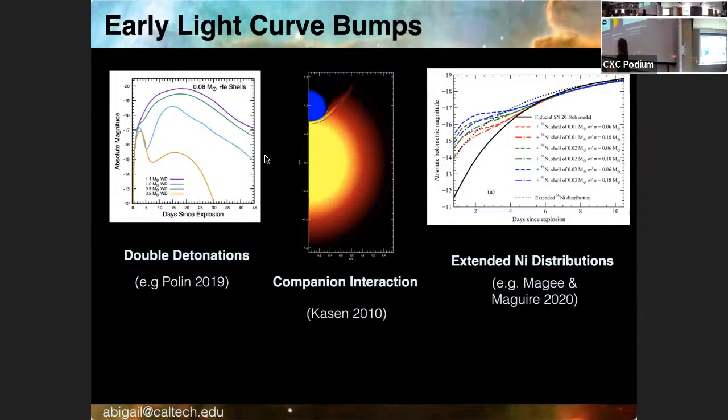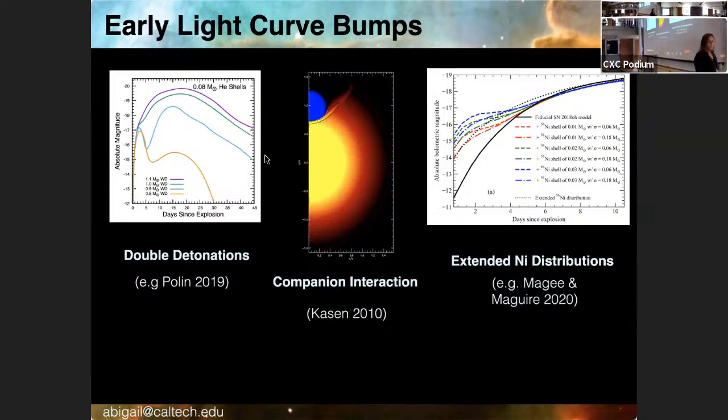So we already talked about at this conference the companion interaction, that if the ejecta runs into a companion, it can open a hole into the hotter interior. Photons can escape very quickly, you can get a bump. Very similar to the double detonation case, in a 1.0 solar mass explosion, you can have extended nickel profiles, depending on how long we simmer before the detonation, or even nickel shells. And that, again, for the same reasons, radioactive material having short diffusion times can give you a bump in the light curve.